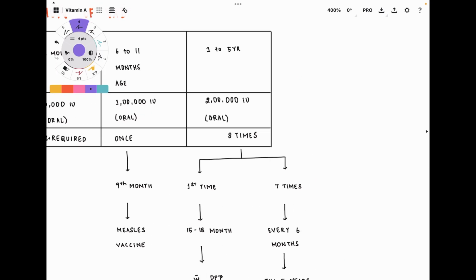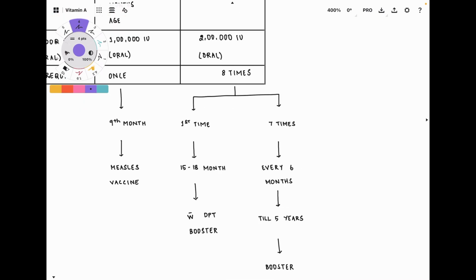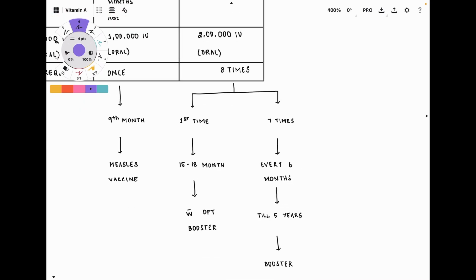The third age group is 1 to 5 years of age. Here the dosage is 2 lakh international units orally. Here the frequency is 8 times, out of which the first dose is given at 15 to 18 months of age along with DPT booster. The remaining 7 doses follow the first by a gap of 6 months until the age of 5 years.